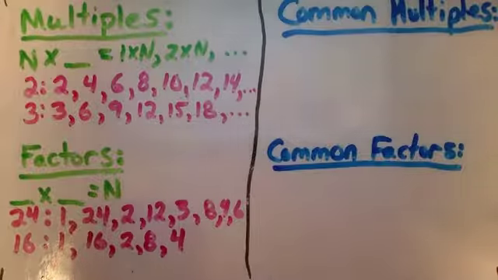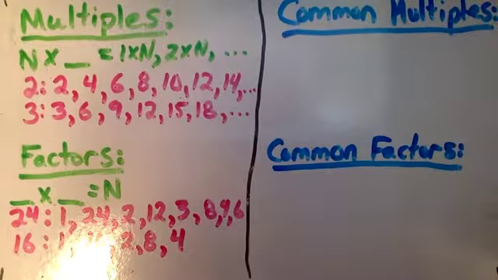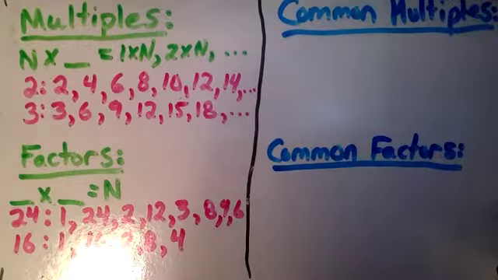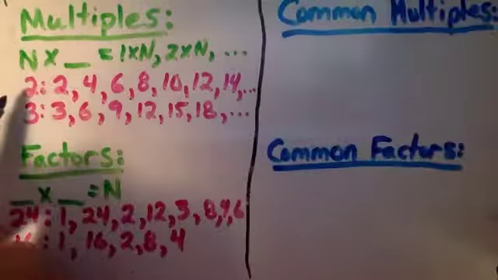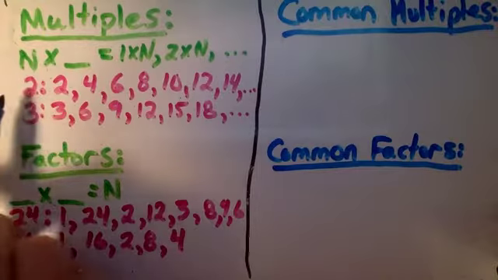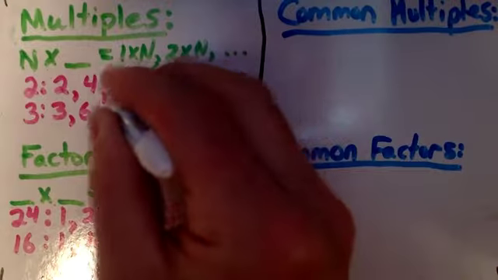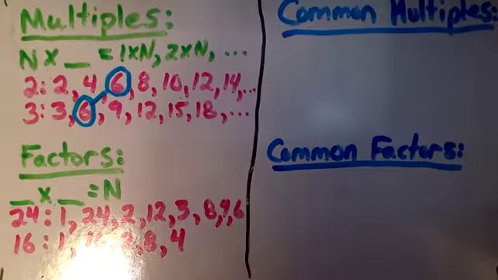Now, one way we use this is to find what are called the common multiples. Common multiples are when you have two numbers, like we have 2 and 3 here, and both those numbers have the same multiple. As you go up the list, you'll notice that some numbers are the same. So, for example, 6 is in both of our lists. So 6 is considered a common multiple of 2 and 3.